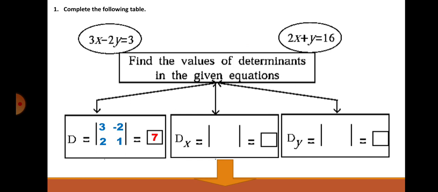Now, in our determinant of x, the column of x will have c1, c2. Again, you will carry out the calculation by multiplying crosswise. You will get 35. 3 ones are 3, minus of minus 16 twos are 32. 32 plus 3 is 35. Then again here 3, 3, 2, 16. 16 threes are 48. 3 twos are 6. 48 minus 6 is 42.